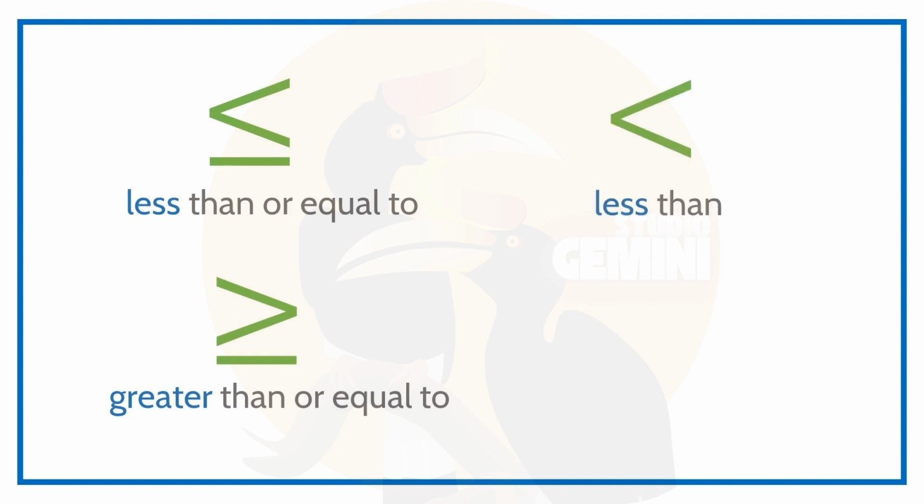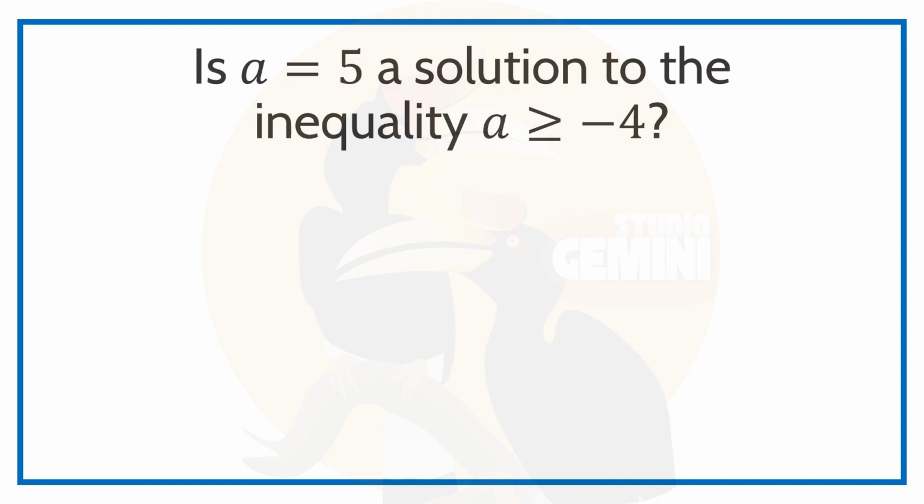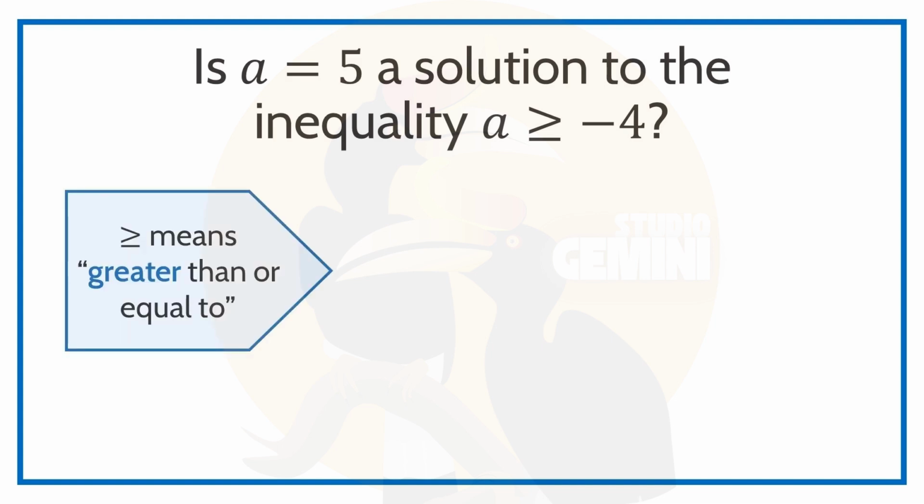This sign means less than, and this one means greater than. Now, let's take a look at some examples. Is A equal 5 a solution to the inequality A is greater than or equal to -4? We know that the symbol means greater than or equal to. Solutions to the inequality A is greater than or equal to -4 include all values of A that are either equal to -4 or greater than -4.